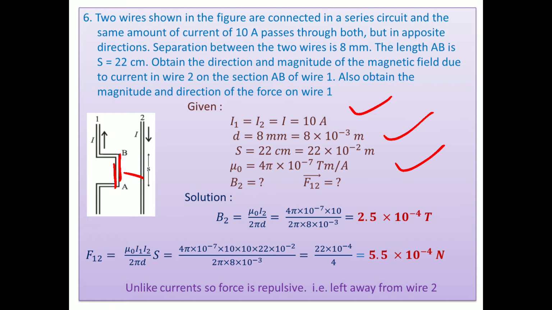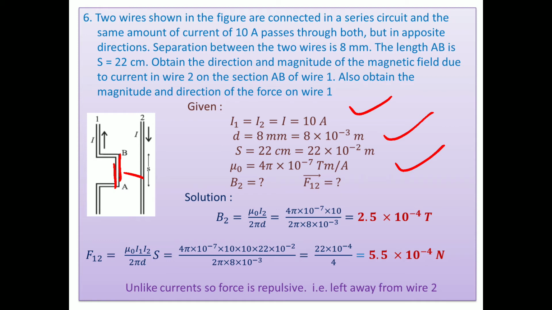Thereafter, the magnitude of the force on 1 due to 2. How can we take it? Mu naught I1 I2 upon 2 pi d into the total length. We get the force per unit length and thereafter multiply by the length. So substituting 4 pi into 10 raised to minus 7 into 10 into 10, 22 into 10 raised to minus 2, and 2 pi into 8 into 10 raised to minus 3. Other things cancel directly, only 22 by 4 remains, into 10 raised to minus 4. So 5.5 into 10 raised to minus 4 is the force exerted by 2 on wire 1.